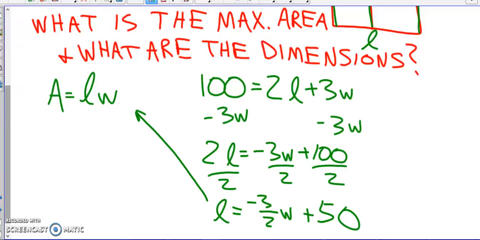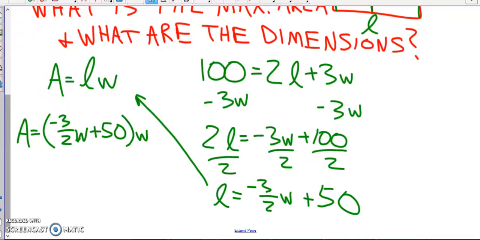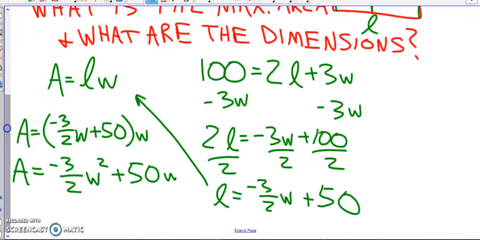And we're going to take that and plug it into this. So my area is equal to negative 3/2 W plus 50, times W. Just like before, we distribute: negative 3/2 W squared plus 50W. And if you notice, just like the discussion we had last time, that graph would be a parabola. And which way would it open? It would open downward. And therefore, at the vertex, you would have a maximum. And that's the point we're looking for.